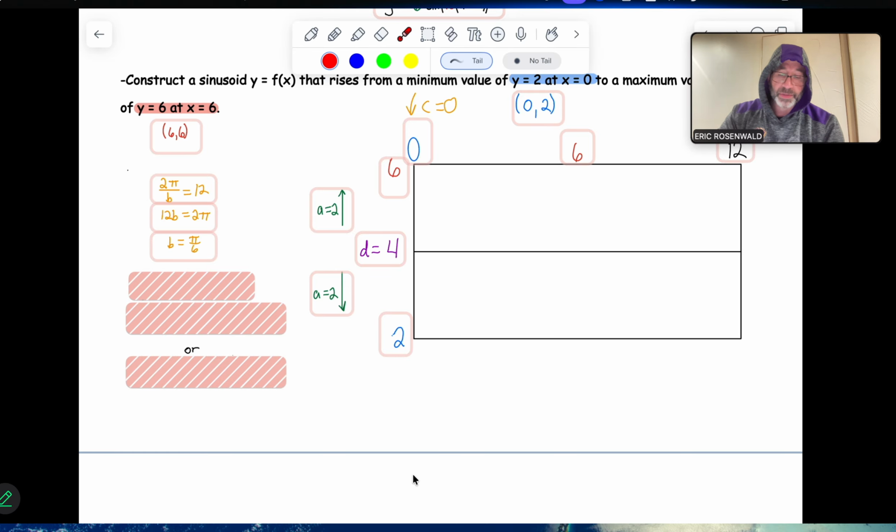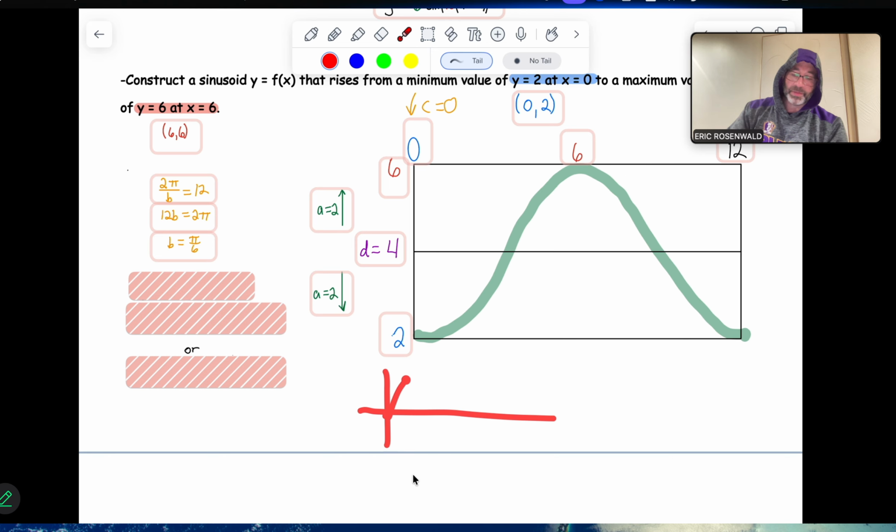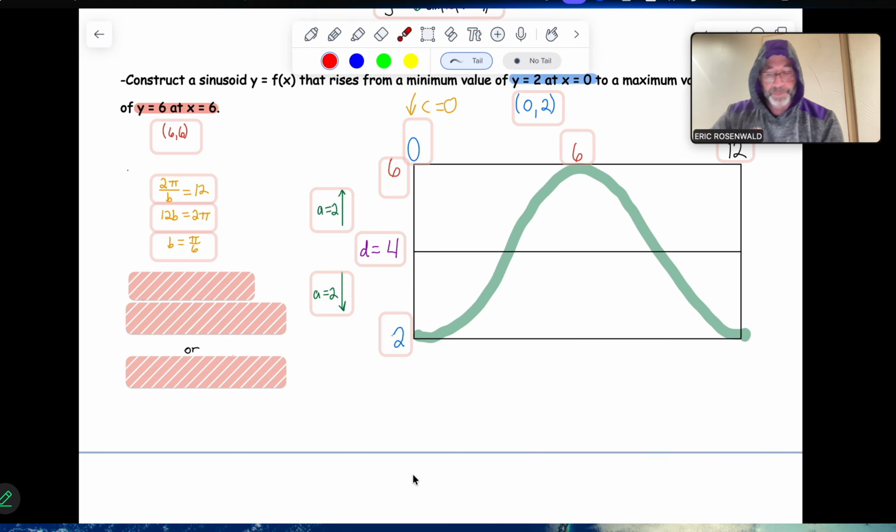Now let's talk about something here. The shape of my graph, when we look at it, starts at a minimum down here and goes up and then comes back down. Now what shape is that? Is that a sine curve that looks something like this? Or is it a cosine curve that looks something like this? Okay. It's a cosine curve, but what's happened to it? Well, it's flipped over from what it's supposed to be.